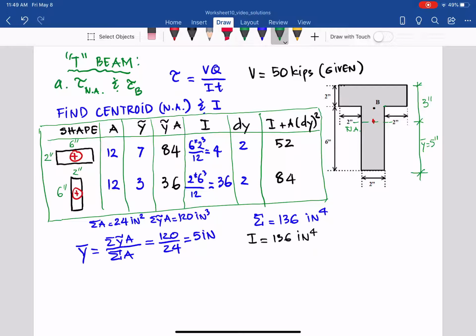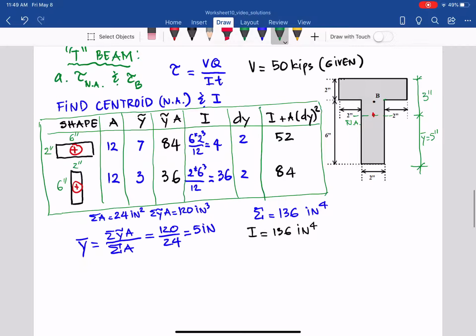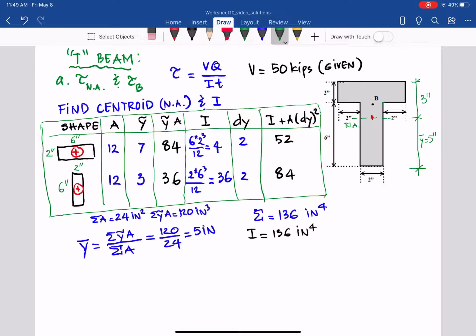The I is for the whole cross section, nothing to do with the outward areas. Now we move on to find the Q, the first moment of outward areas. That's what we touch on for tau equals VQ over It. So we need to find two Q's: Q at the neutral axis and also Q at point B.